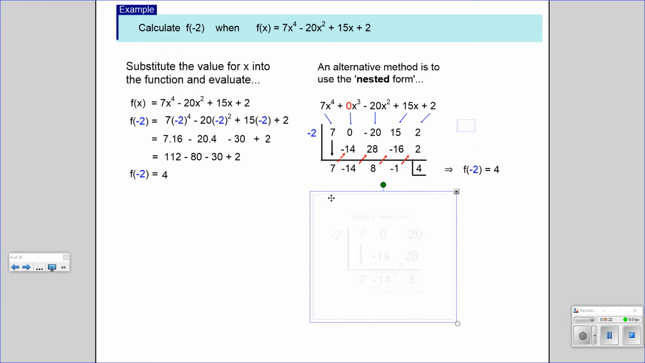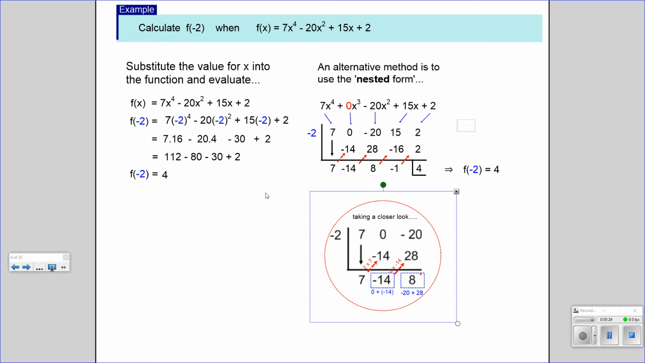I've got an example down here, just taking a closer look at it. I've tried to explain where things come from. So we'll just start by bringing the 7 down, and this minus 14 came from doing minus 2 times 7. Then we added 0 plus minus 14, etc.